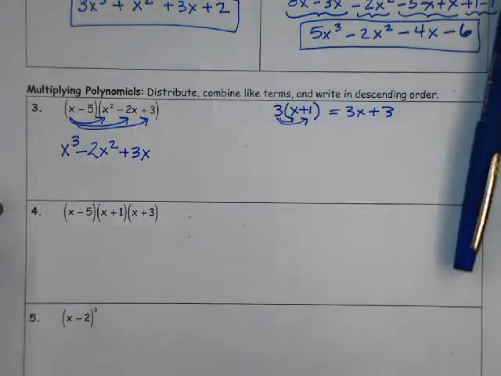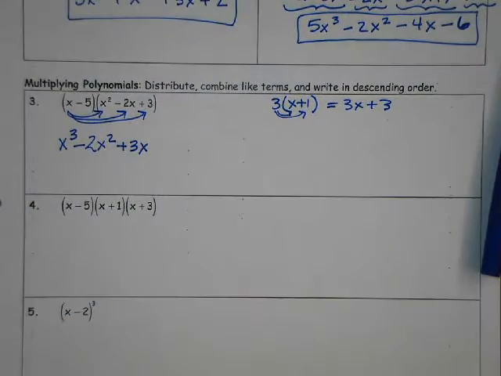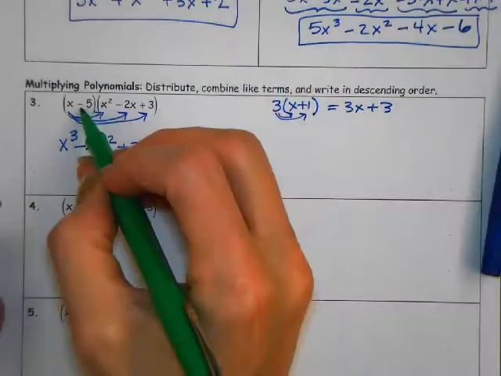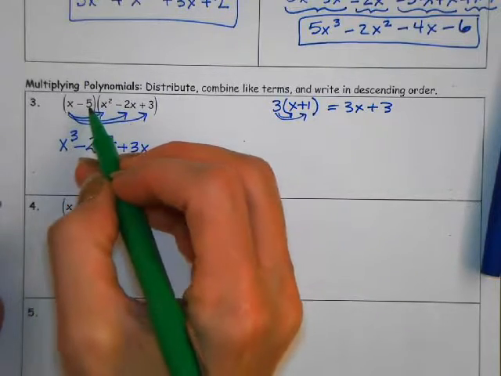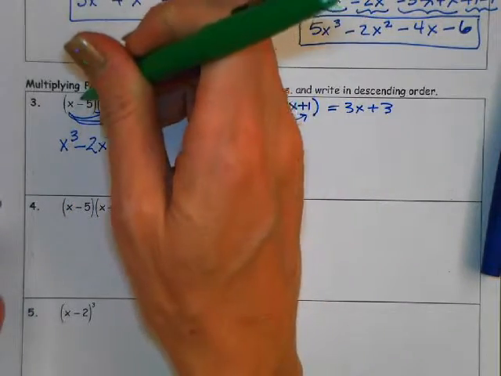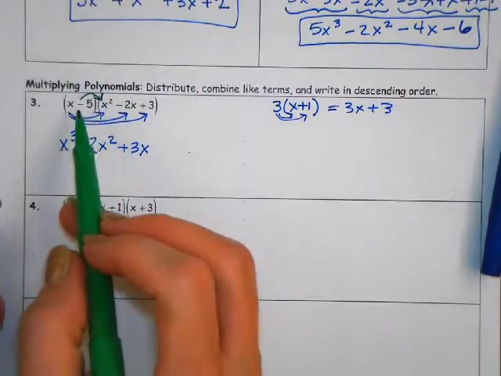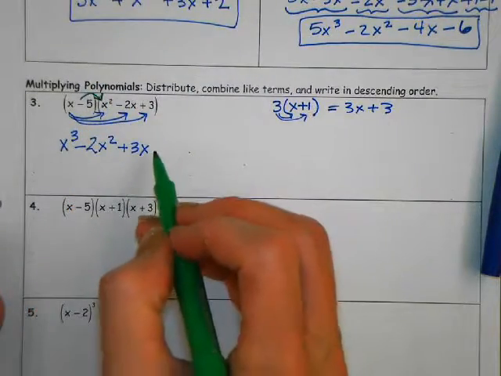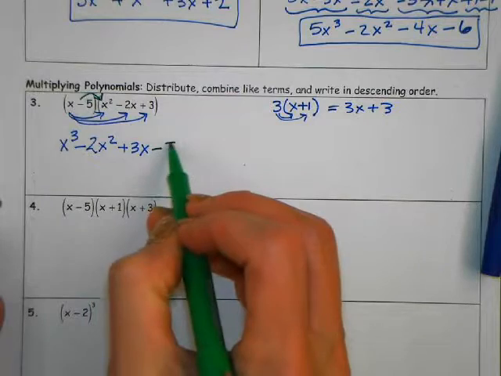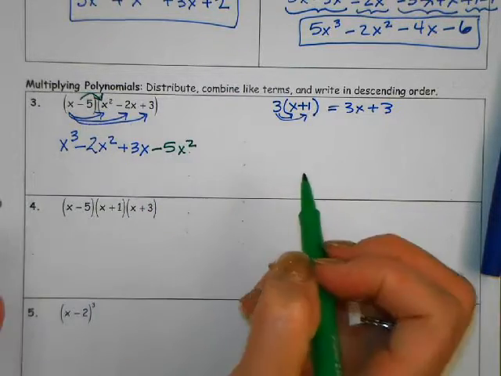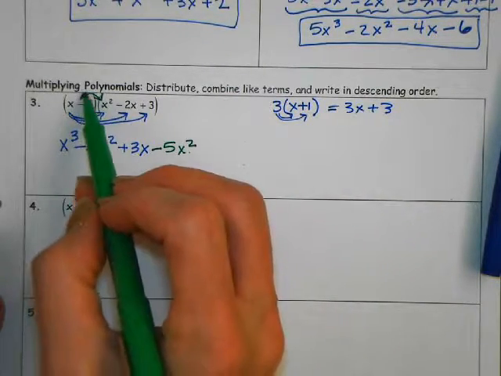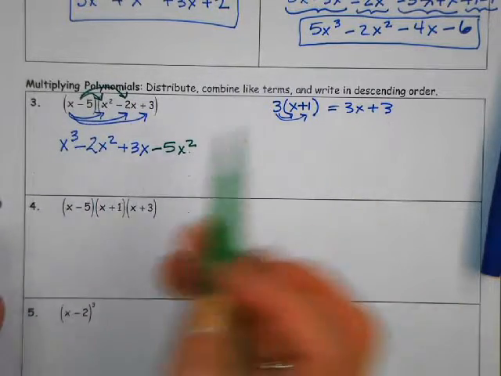Alright, so now that I did that, now I need to do the next one. So, I'll take the negative 5, and the key is that's a negative 5. Okay, don't lose the negative. And I'm going to multiply it to each term. So negative 5 times the x squared becomes what? Negative 5x squared. Okay? Then I take the negative 5 to multiply it to the negative 2x.